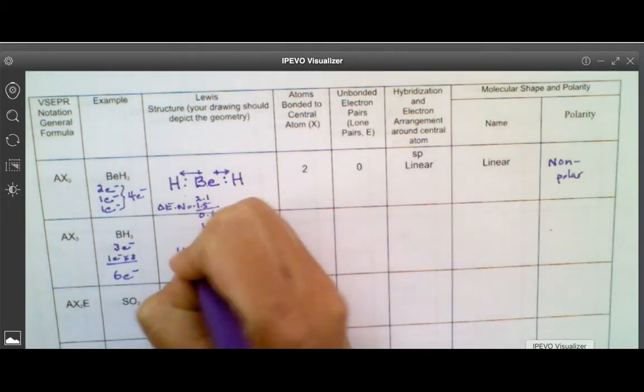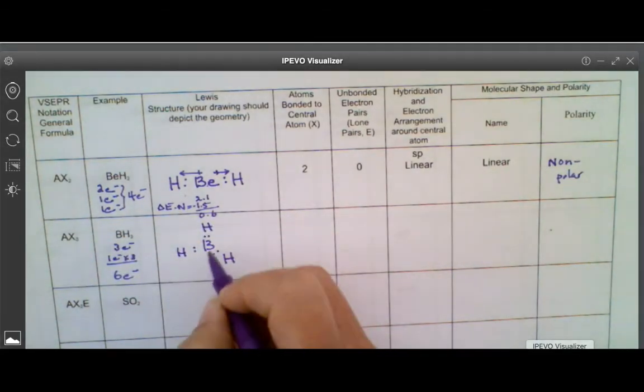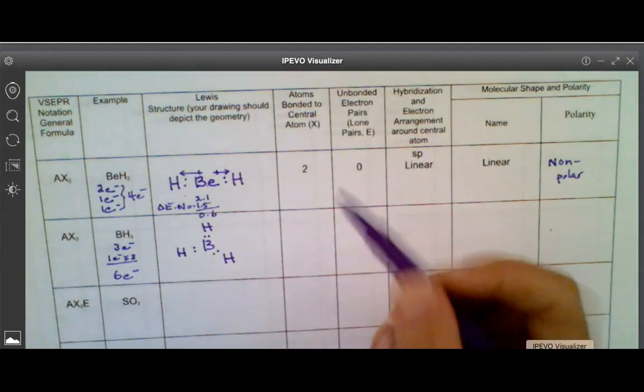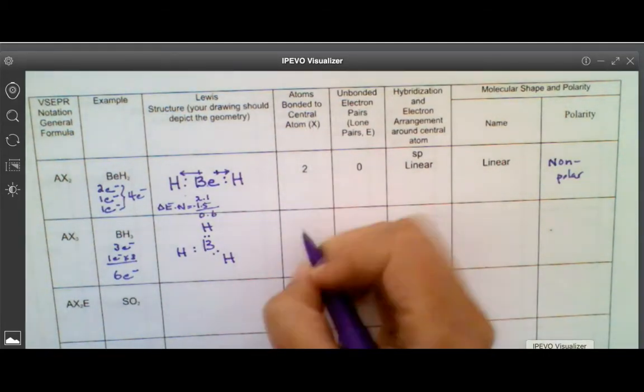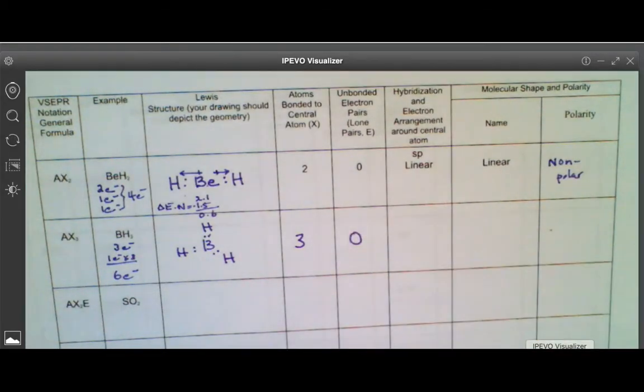1, 2, 3, 4, 5, 6. I don't have any left over. Remember, boron is one of our exceptions. It is content with 6 electrons. It doesn't need to fulfill the octet. So when I take a look, I have 3 bonding regions. There are 0 lone pairs.